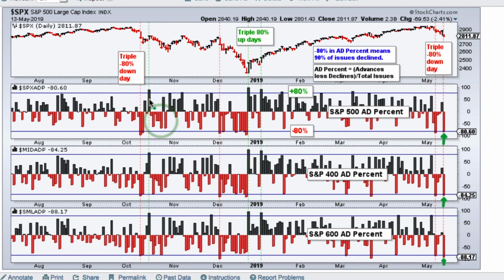And if you look at previous readings, we had one in October, and we had another one in December. And then you can see there in late December, early January, we had the double plus 80% readings when all three moved above plus 80%. That was a bullish breadth thrust. And we're getting the opposite here. We're getting a bearish breadth thrust.